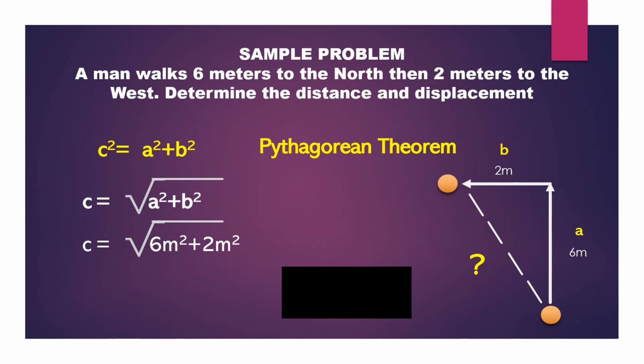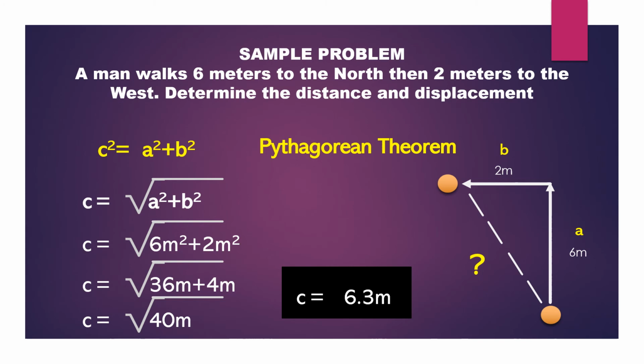So we have C is equal to the square root of 6 meters squared plus 2 meters squared. Next is to get the squares of A and B. So we have C is equal to the square root of 36 meters plus 4 meters. Then, add the two, point A and point B. Then we have C is equal to the square root of 40 meters. Then finally, we will get the value of C by getting the square root of 40 meters. So we have 6.3 meters northwest.